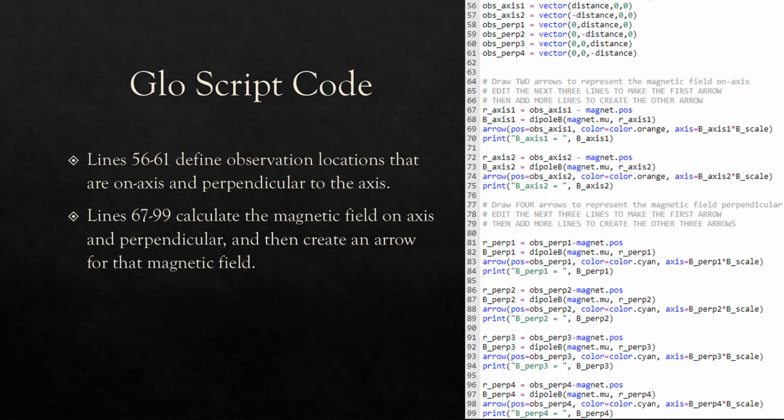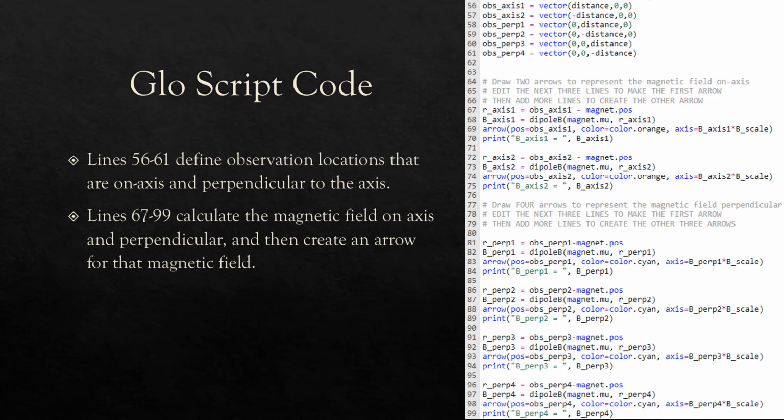GlowScript code. This slide contains the code that was used in the final model output that was compared to the value that was actually obtained from the experiment. Lines 56 through 61 define observation locations that are on axis and perpendicular to the axis. 56 and 57 are on axis, and 58 through 61 are perpendicular.